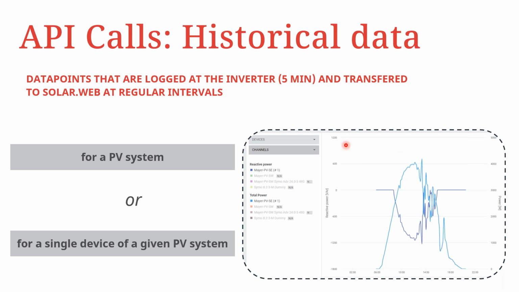As well as historical data. So these are data points that are logged at the inverter every 5 minutes and transferred to SolarWeb at regular intervals for a PV system or for a single device of a given PV system. So from here, you can pull data directly from, let's say, the inverter, and you want to monitor the MPPT and the power production. That is specific historical data that you can pull directly.